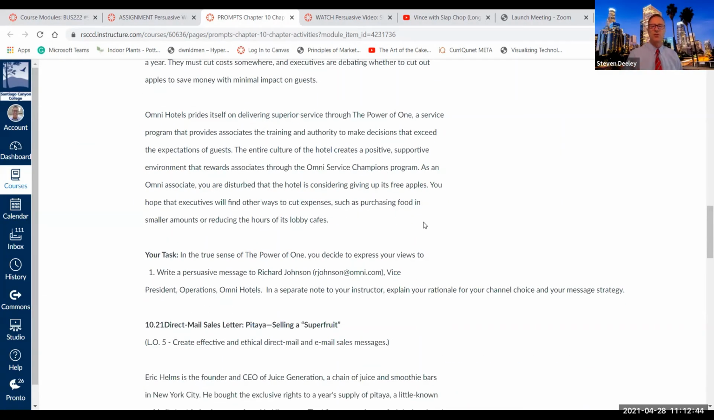All right. You can write this as an email. You don't need to do a letter or anything like that, but you're going to write a persuasive message to Richard Johnson, the Vice President of Operations. And we're encouraged to do this because of the program that they have, right? This Power of One, so that we're not just sounding like an employee who's spouting off.